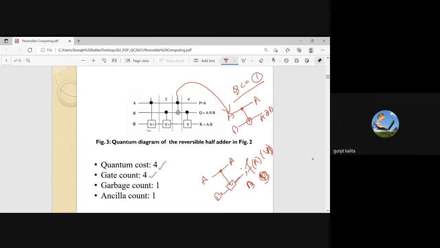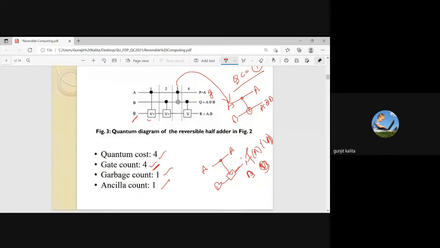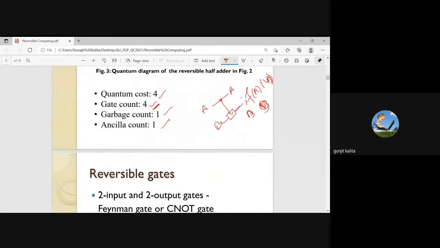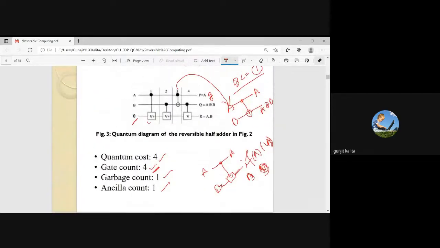What will be the garbage count for this particular circuit? This output is unused, so the garbage count will be 1. And this is a constant line to maintain our function, whatever we are designing; we require it to be constant. So that is your constant count, 1. These are the parameters. This parameter is not that important because at this moment it is reflecting the same. But sometimes the gate count may be different because we have some template simplification rules, and then it will be different.